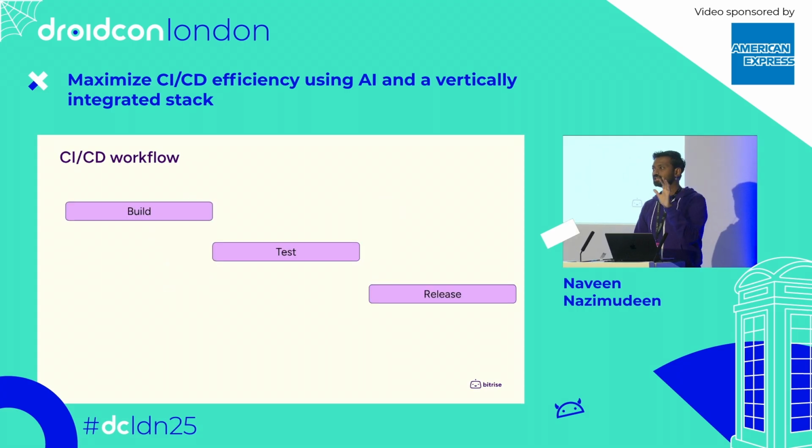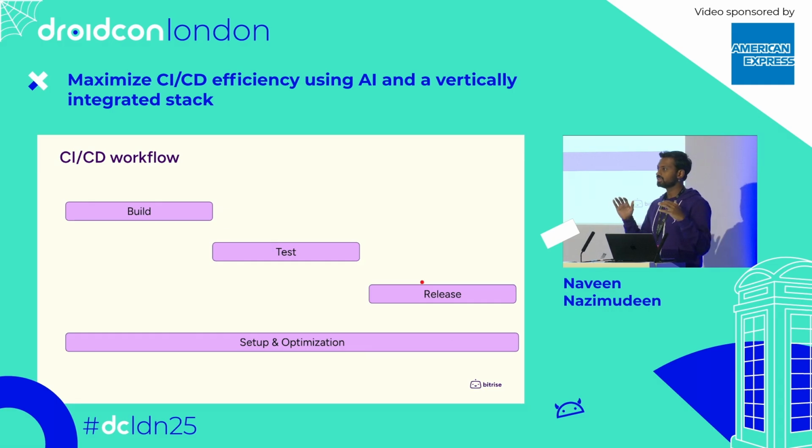So if you look at a CI/CD workflow, broadly, we can say that we have three stages to it. There's a build phase, there's a test phase, and there's a release phase. And across all this, you have the setup and optimization that runs all through. So first, let's take a look at how AI impacts setup and optimization, the changes that it is bringing to setup and optimization, to testing and building.